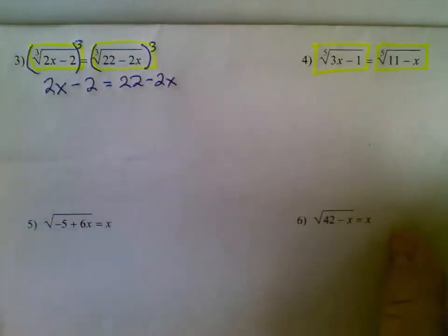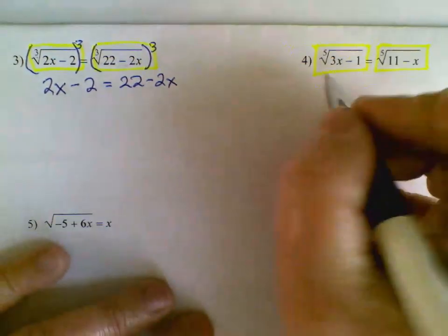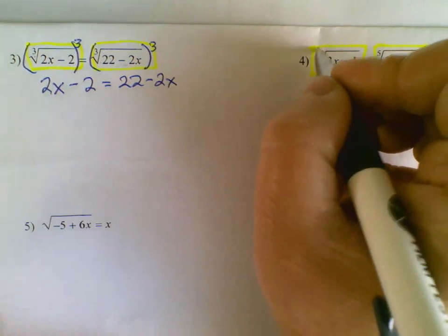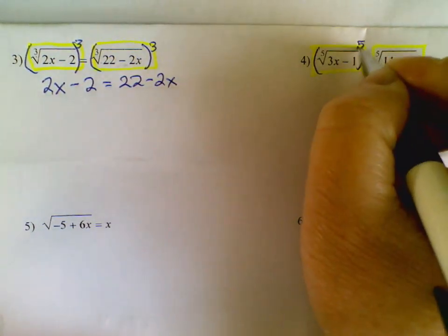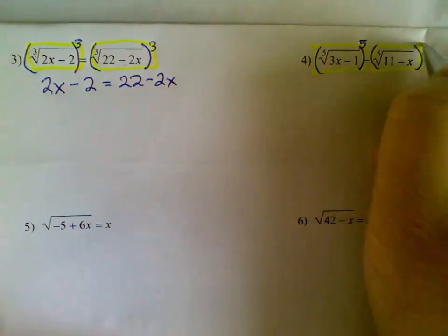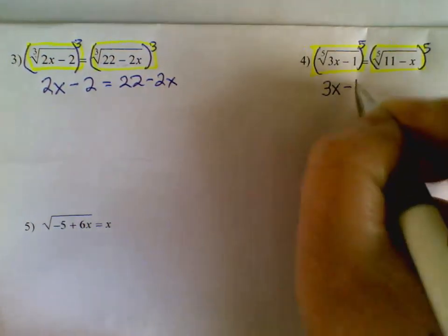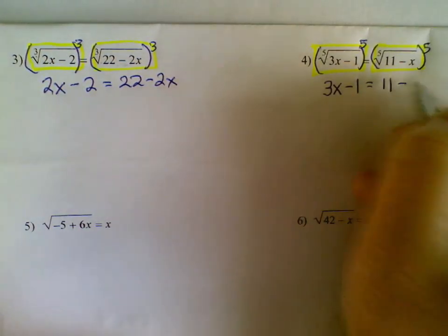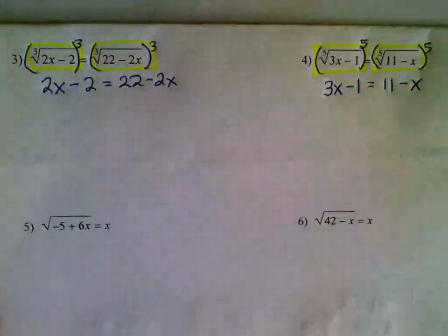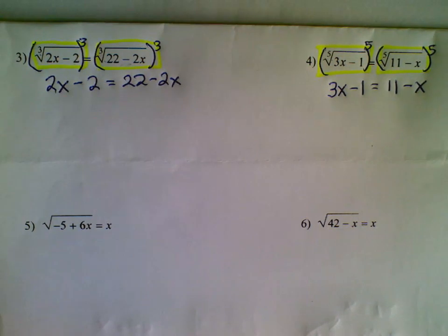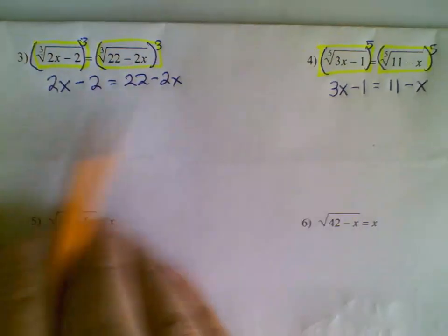Let's look at the other one. Example 4, same deal. We've got a fifth root and a fifth root. They match, so we're fine to proceed and go ahead and raise these to the fifth power, which cancels out our roots, and we have 3x minus 1 equals 11 minus x. Okay, now these are both linear equations. They don't have anything we have to distribute or anything like that. They don't have any exponents.